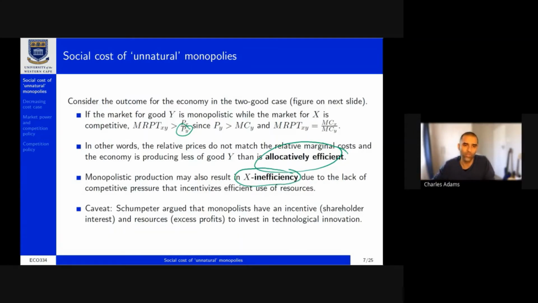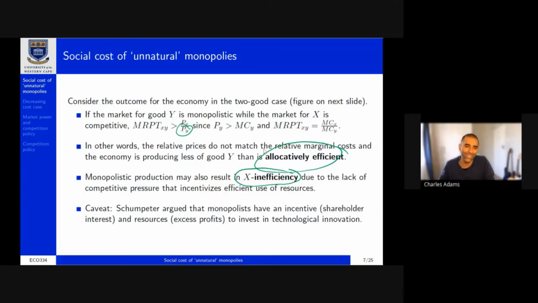In addition, monopolistic production can result in X inefficiency, and this is due to a lack of competition, right? So the idea is that efficiency, productive efficiency, is induced by competition among firms. And absent that competition, in the case of monopolies, it could result in a lack of efficiency in production because the competitive pressure is no longer there. On the other hand, there are arguments that this is not the case, and that in fact, having monopolies can actually improve on production efficiency.